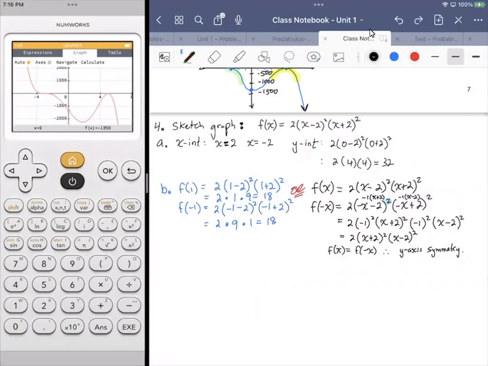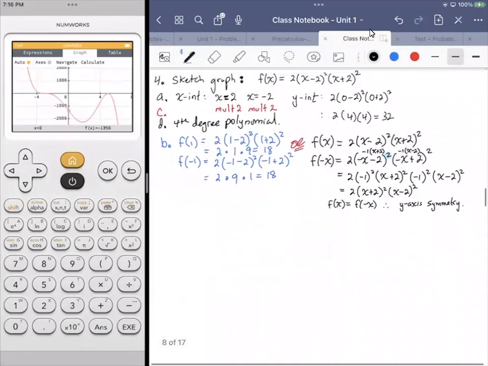All right. Part C was stating the multiplicities. So we had multiplicity 2 in both cases. We also addressed the end behavior. So this is a power of 4 polynomial, a 4th degree polynomial. Now even degree polynomials all have similar behavior, just like the odd degree polynomials do. So I'll just kind of, like I did before, do it off on the side here.